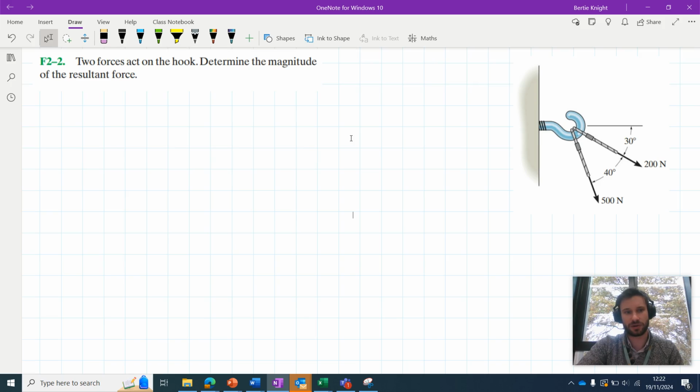Hibbeler. So we have this fundamental problem here from chapter 2 of the textbook that states two forces act on the hook, determine the magnitude of the resultant force. So this is a deadly simple problem.